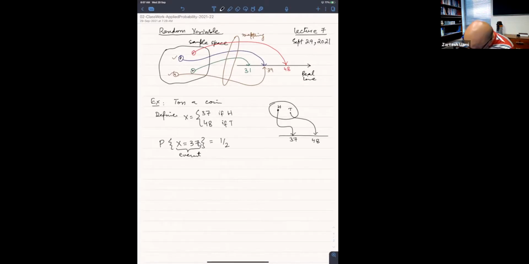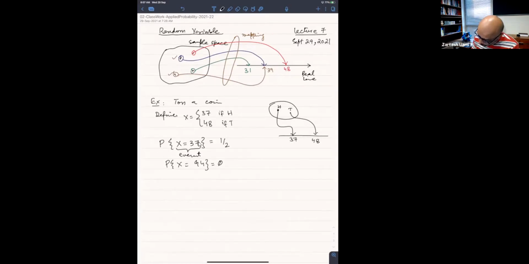So x taking a value 37, this is an event. This is an event which has just one outcome. इस event के अंदर एक ही outcome है कि आपके पास head आ गया, ठीक है. So the probability that x takes a value 37 is 1/2. What is the probability x takes a value 94? Answers in the chat window. Zero. It doesn't take the value 94.